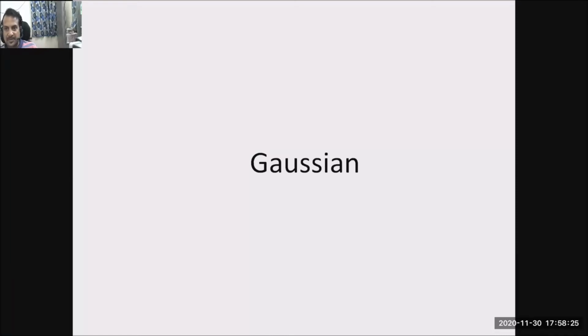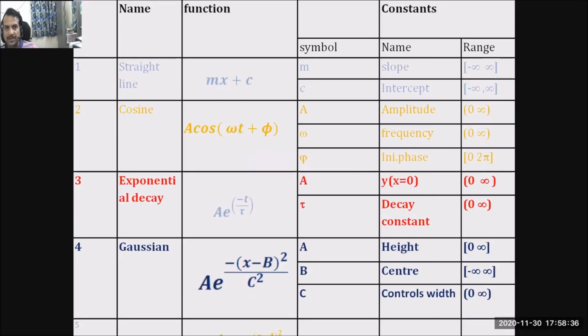Hello everyone. Today let us look into the Gaussian function. This is part of the mathematical methods for physics playlist. The Gaussian is such an important function, and it plays a very important role in understanding many aspects of physics.